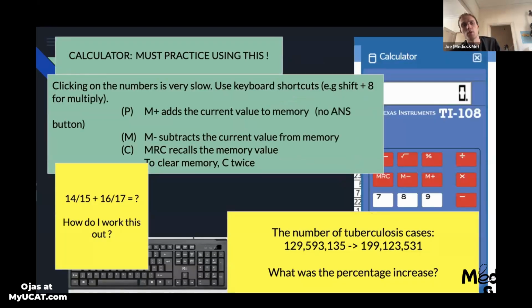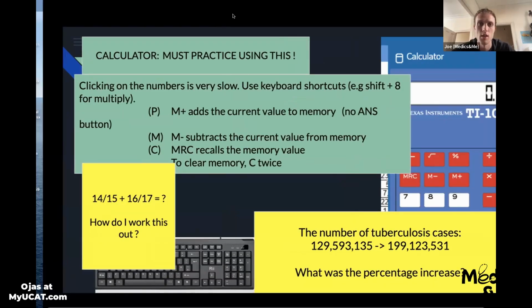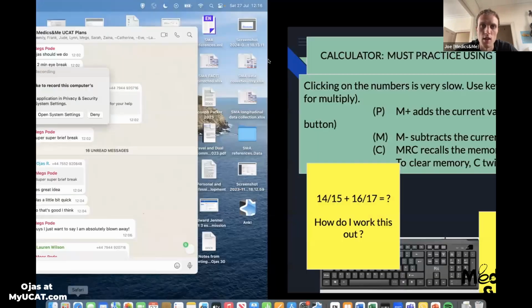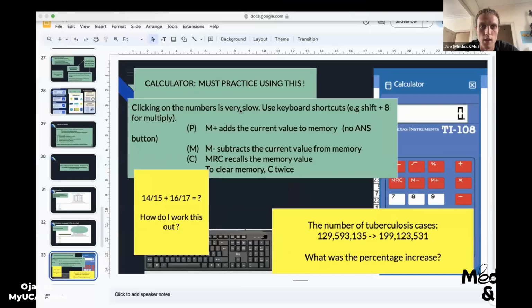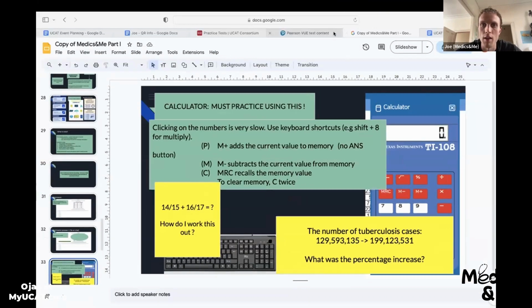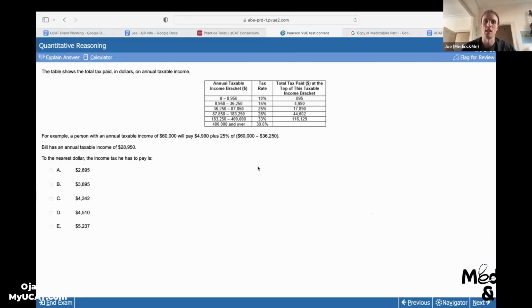So now we'll move on to some calculator demonstrations. So let me just share with you the screen, directly from the UCAT website. So can everyone see here? I'm on the UCAT website. Many of you will probably have taken a look at this already. Pearson VUE, it's their specimen questions for the UCAT quantitative reasoning.